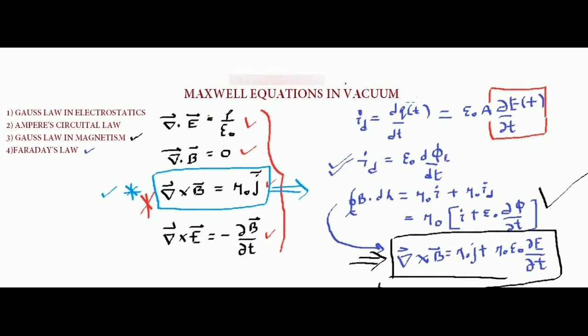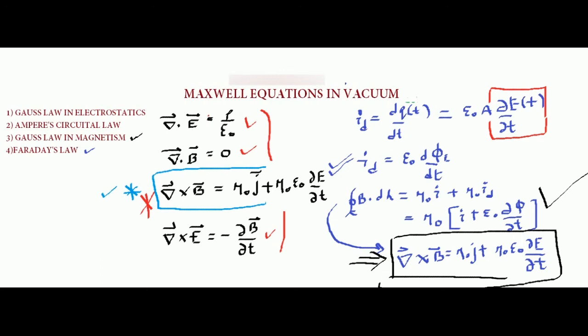So let us write the 4 Maxwell equations correctly. So this part will have some modification. So the modification that was proposed by Maxwell was an extra addition of the term mu naught epsilon naught del E by del t. So Maxwell is happy with this term. Maxwell was happy with this term.